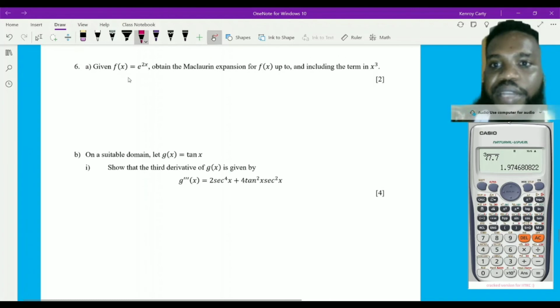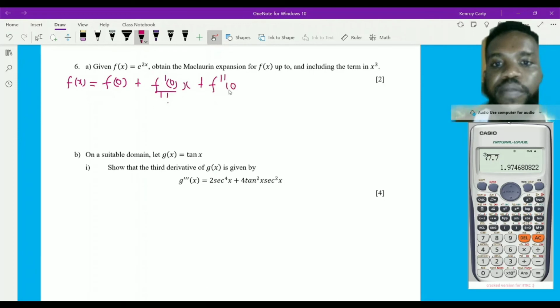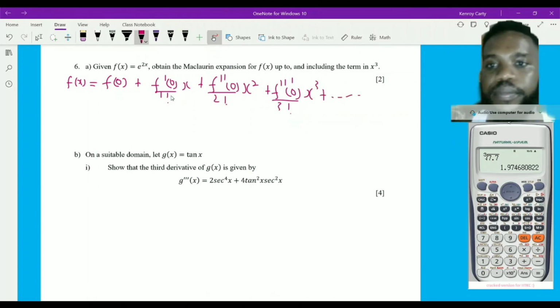The next question says, given that f of x is equal to e to the 2x, obtain a Maclaurin expansion for f of x up to and including x cubed. Now for the Maclaurin expansion, let me just put it there for you. It says f of x equal to f of 0 plus f prime of 0 over 1 factorial times x plus f double prime 0 over 2 factorial times x squared plus f triple prime of 0 over 3 factorial times x cubed. This goes on and on and on.